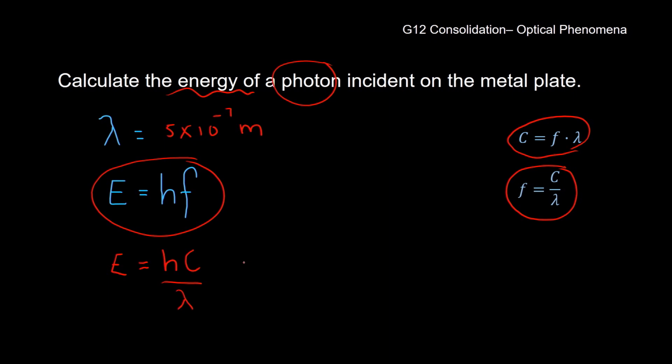I'm going to substitute in quickly for you, and that will be 6.63 times 10 to the minus 34. You get that off your data sheet. Speed of light, also from the data sheet, is 3 times 10 to the 8, divided by the wavelength, which is 5 times 10 to the minus 7 meters.